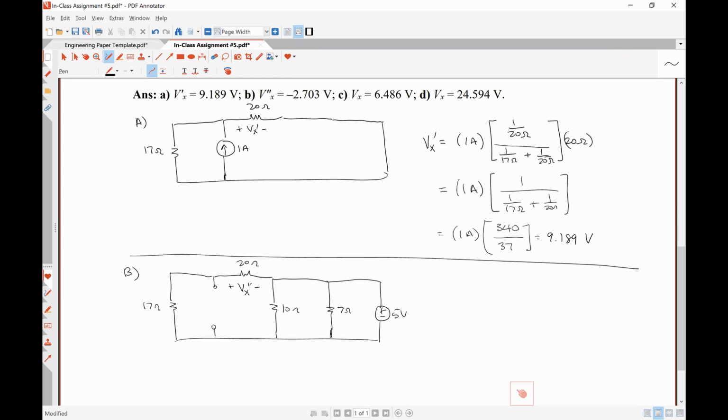When I was working this one last night, I must have done something wrong because I got negative 3.703, which is just one off of the value up there, but I couldn't really find my mistake. Okay.